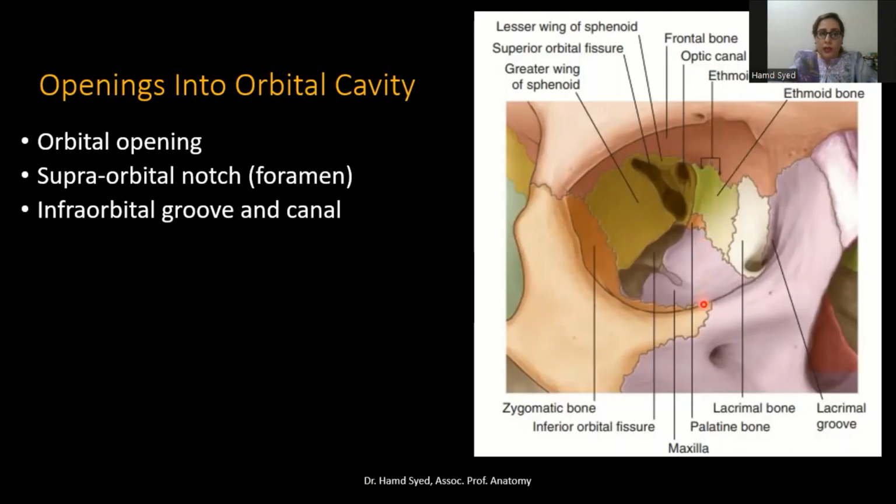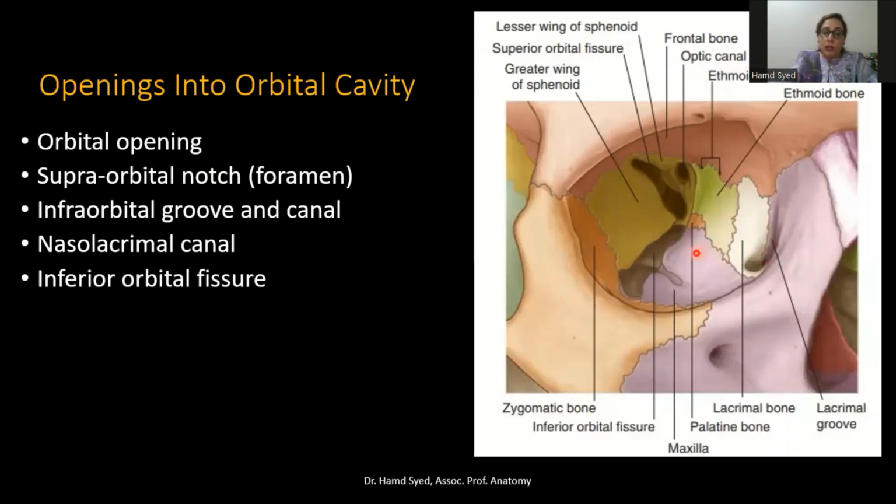Then we can see in the floor of this bony orbit the infraorbital groove and canal, which contains the infraorbital nerve, which is the continuation of the maxillary nerve. Eventually, this infraorbital nerve exits from the infraorbital foramen on the anterior aspect of the face. Then on the medial wall anteriorly is located the nasolacrimal canal. This contains the nasolacrimal duct, which is going to open into the inferior meatus of the nasal cavity.